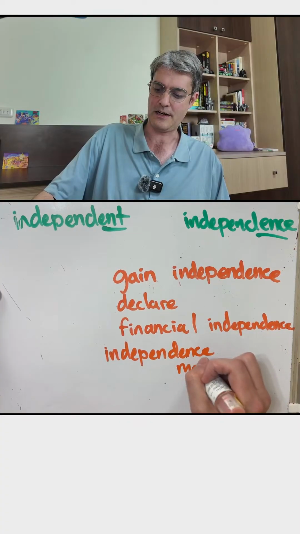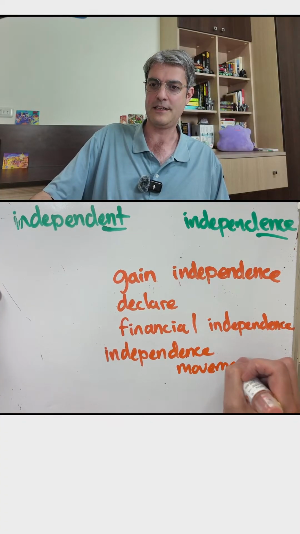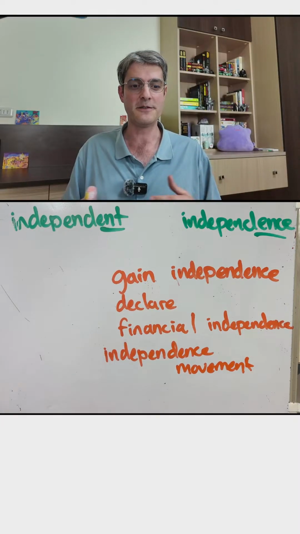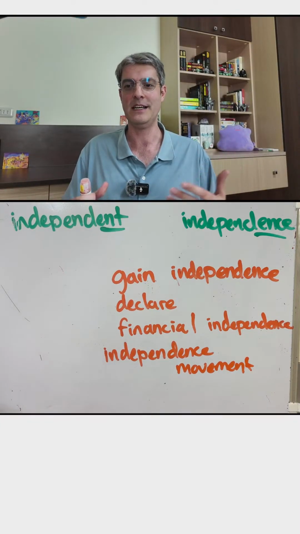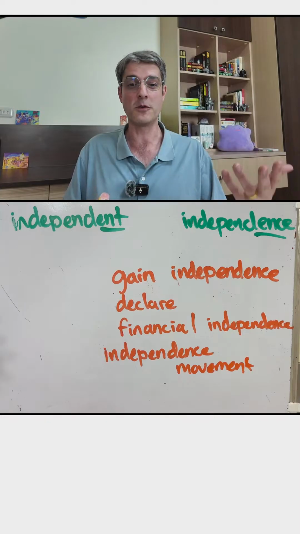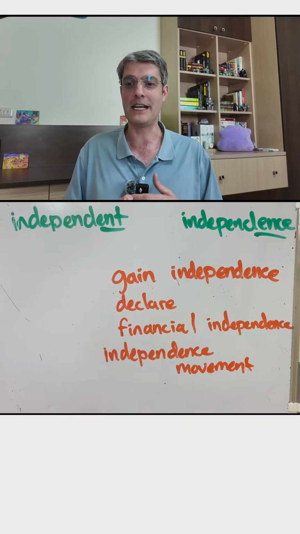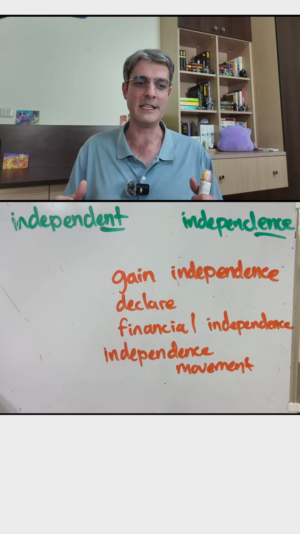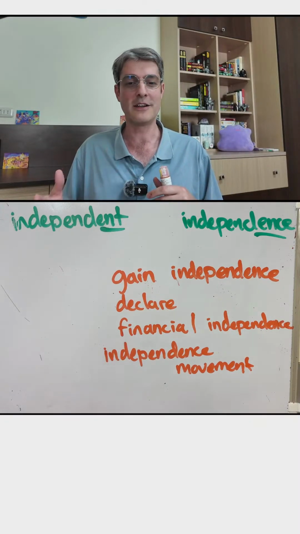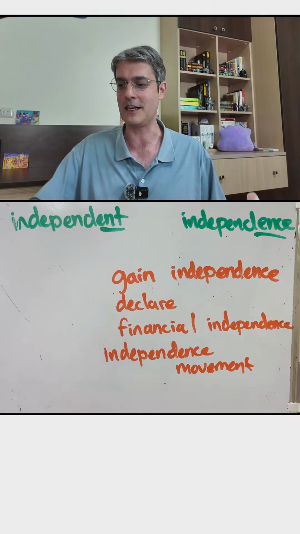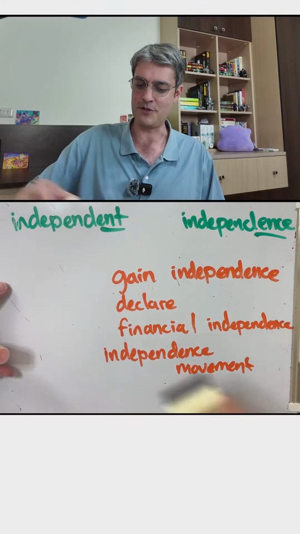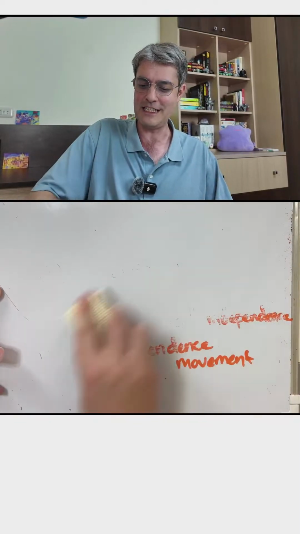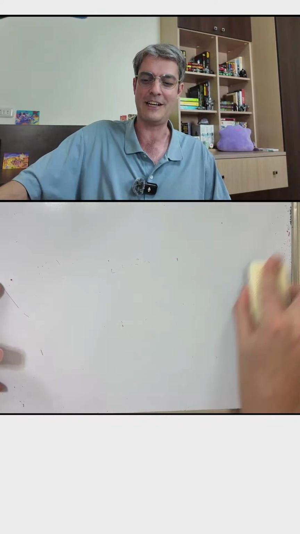All right, and this is when a group of people want to govern themselves, form their own government and not be controlled by a foreign rule, a foreign power, or a colonial power, or a larger state. So there might be an independence movement to break away part of the country from the rest of the country. So those are some useful collocations with independence. So that's enough of these two special word pairs.